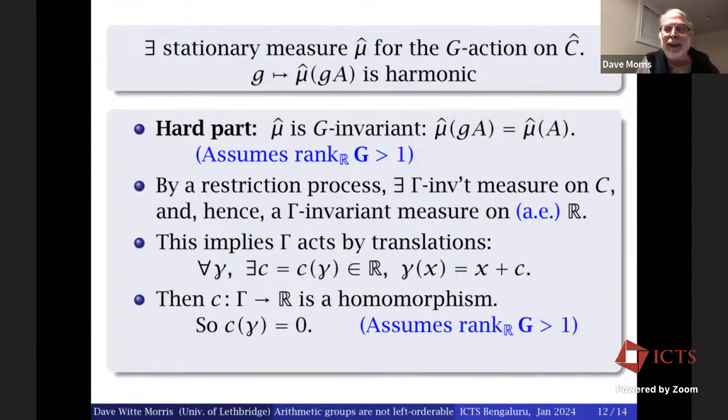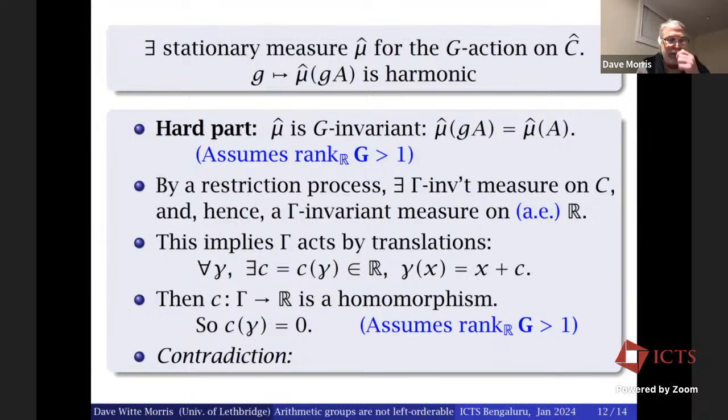And here is also a place where we assume the real rank is bigger than 1, but this is very mild. This is not a very deep use. Well, it's a basic fact that in higher rank, there are no homomorphisms to R. Well, this is a contradiction.